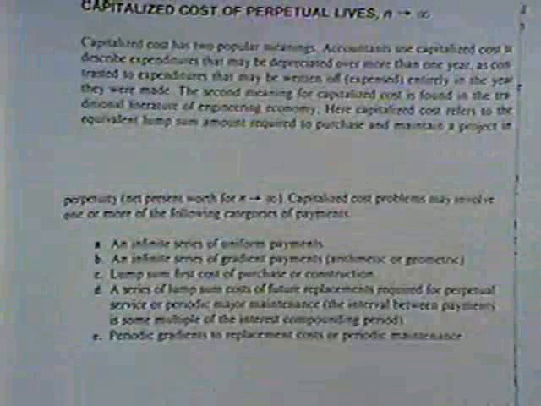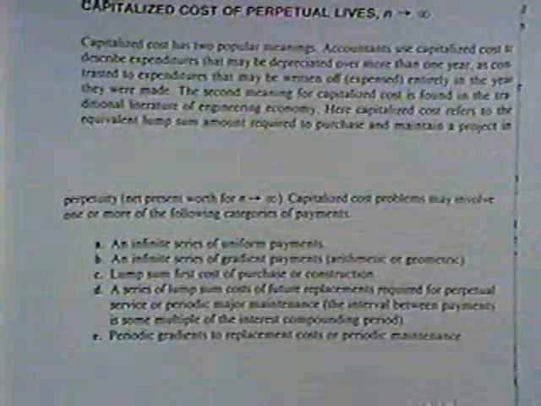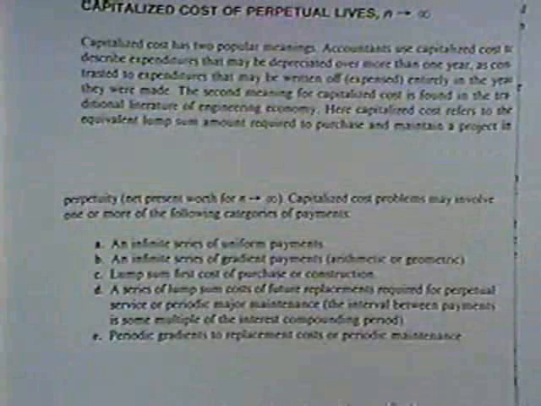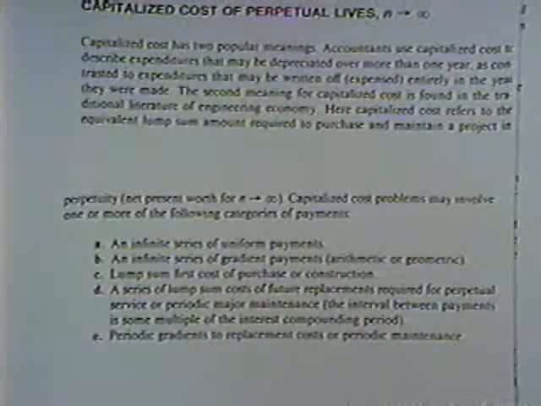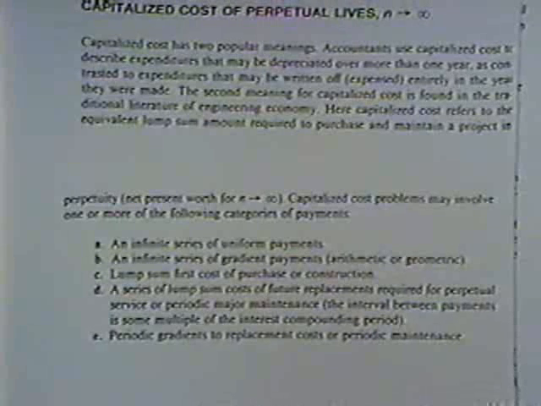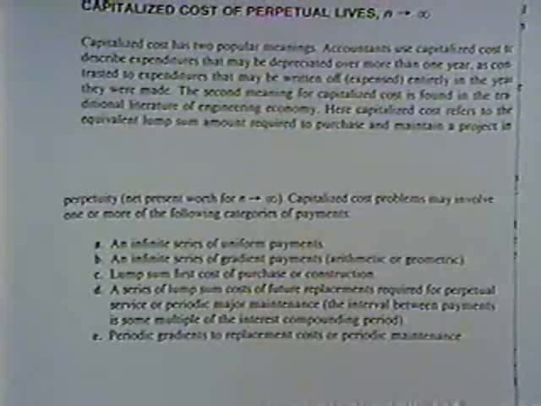Accountants use capitalized cost to describe expenditures that may be depreciated over more than 1 year. So there you take all of the costs into account over the time period, as contrasted to expenditures that may be written off, expensed entirely in the year they were made. The second meaning for capitalized cost is found in the traditional literature of engineering economy, and this, generally speaking, is what they mean on the exam, but not always. Here, capitalized cost refers to the equivalent lump sum amount required to purchase and maintain a project in perpetuity. The net present worth for n equals infinity.